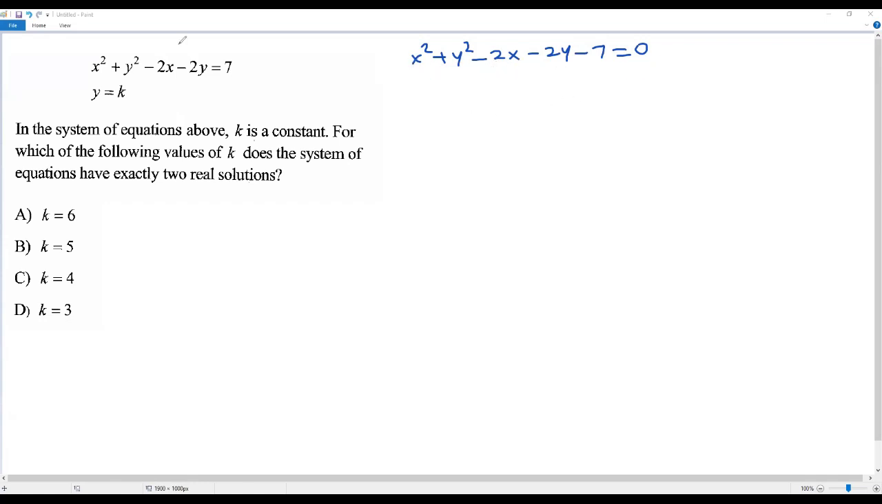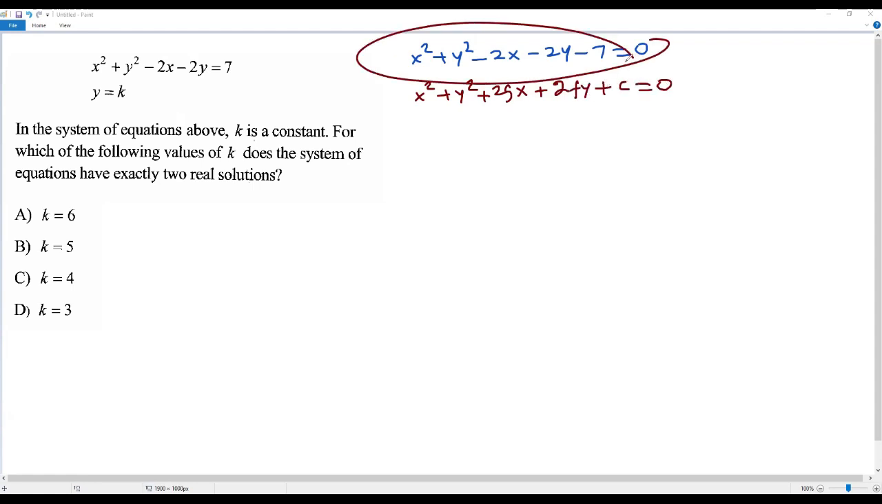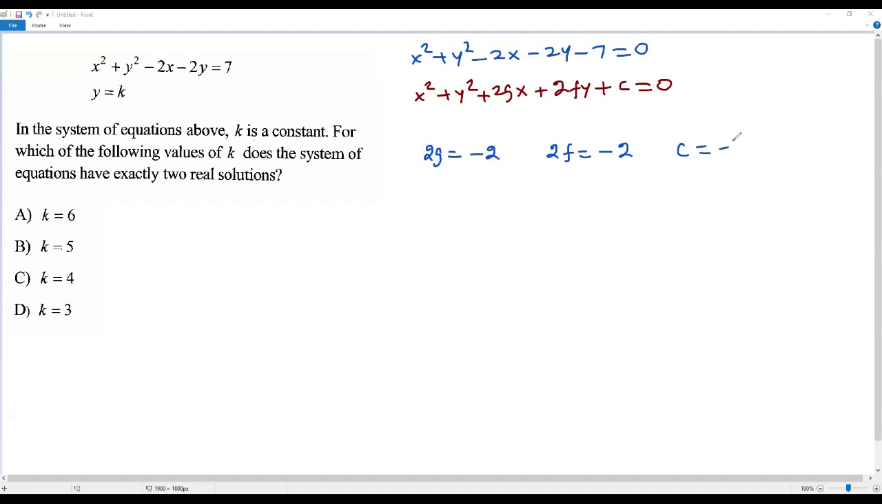For that, we have to consider the equation of a circle in general form, that is x² + y² + 2gx + 2fy + c = 0. Comparing this and this, what value do we have for 2g? Actually, 2g is the coefficient of x. In our equation, the coefficient of x is −2. Then I'm getting 2g = −2. And 2f is the coefficient of y. Here the coefficient of y is −2. Then we get 2f = −2. And c is a constant. Here the constant is −7. Then we get c = −7.